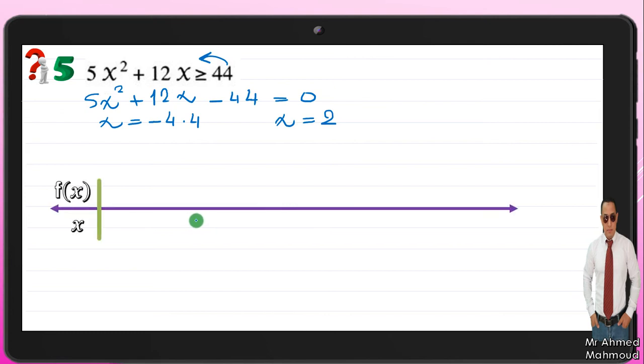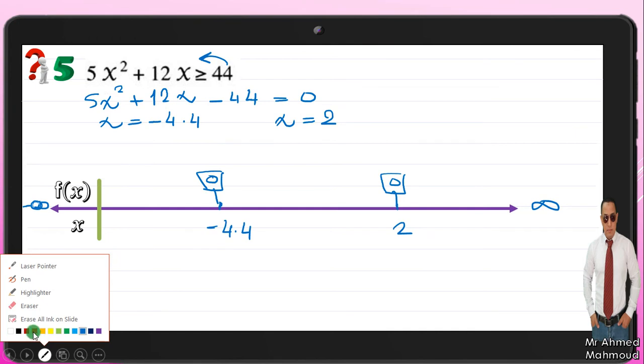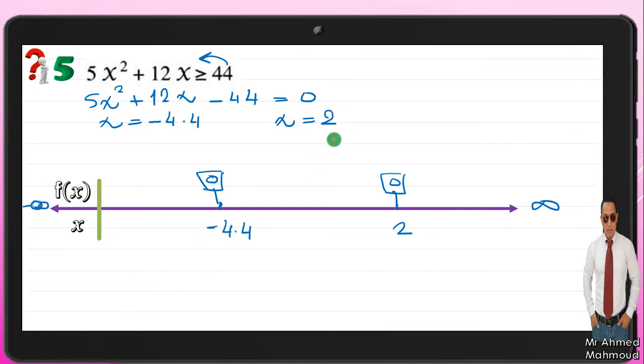Okay, now here from negative 4.4 and 2, don't forget infinity and negative infinity. Here the 0, and here we have also the 0. Okay, in between, opposite to x power of 2, x power of 2 here is positive, then in between we have the negative sign.